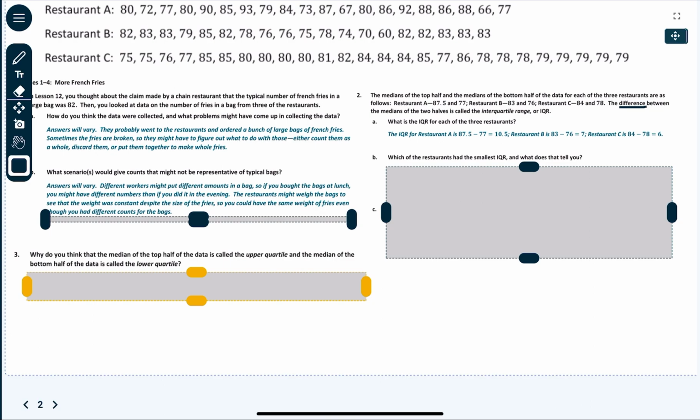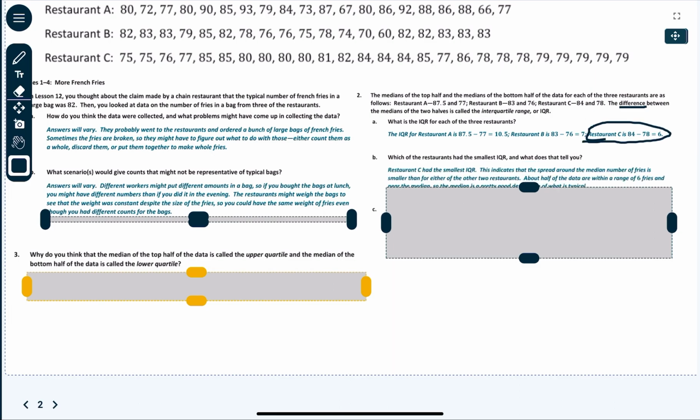So which of the restaurants had the smallest IQR? Well, restaurant C had the smallest IQR.